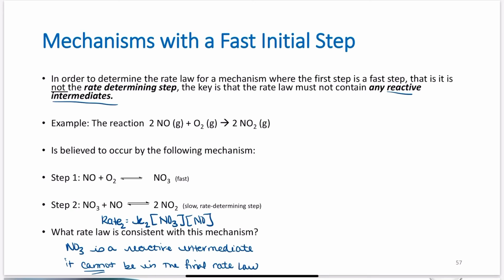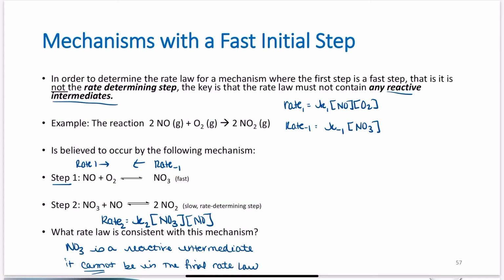So from step 1, I'm going to say that rate 1, so the rate of the forward reaction, would be equal to k1 times the concentration of NO times the concentration of O2. Rate minus 1 would be the reverse direction, and that would be equal to k minus 1 times NO3.